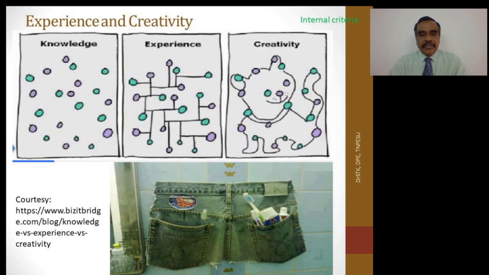The next criteria is experience and creativity. The knowledge of the research scholar, the experience of the research scholar, and also the creativity of the research scholar help him to locate a new research problem. The new research problem may be a novel one, maybe a socially beneficial one. So the experience and the creativity of the research scholar decides the research problem.